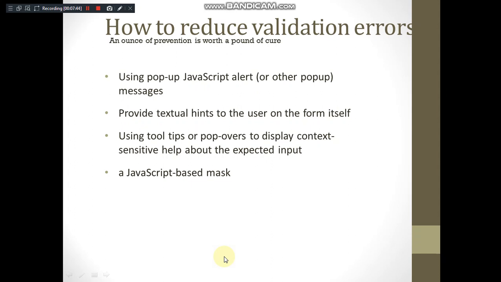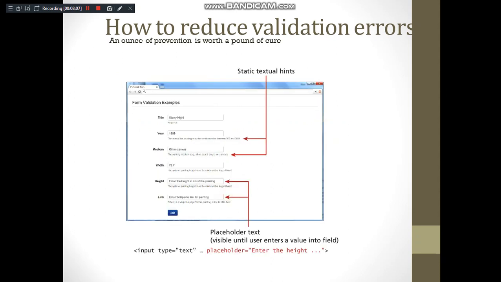So how to reduce the validation errors? Before entering, you can give the user the proper information so that the validation errors can be reduced. You can use pop-ups, or you can give textual hints to the user on the form itself, or you can provide tool tips, or JavaScript based masks can be used. So what is the meaning of all the four, we'll see. For pop-ups, you are writing a placeholder text here, right? You are displaying a message, like what should be entered, a hint is given here. So you are using a placeholder and entering the hint to the user.